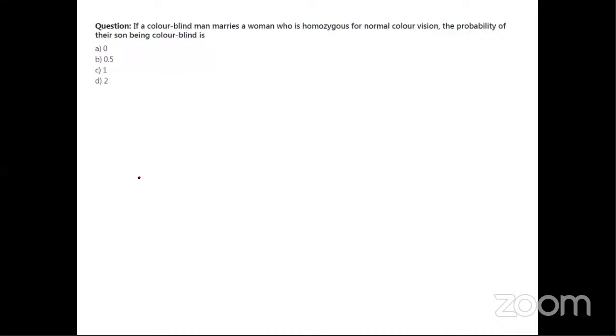Good, Kashish, Mahek, good. I'll give you all a hint. Color blindness. Put the answer in the chat box. What kind of inheritance pattern is followed by color blindness? Autosomal recessive, autosomal dominant, X-linked, Y-linked.